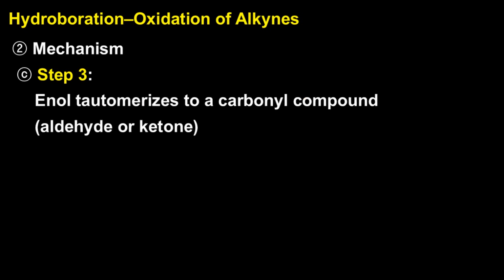In step 3, the enol doesn't stick around for long. It quickly rearranges through tautomerization, and that's what gives us the final carbonyl compound. If the starting alkyne was terminal, you'll end up with an aldehyde. If it was internal, you'll get a ketone instead. So this last step completes the reaction, turning that enol into a stable, functional product.